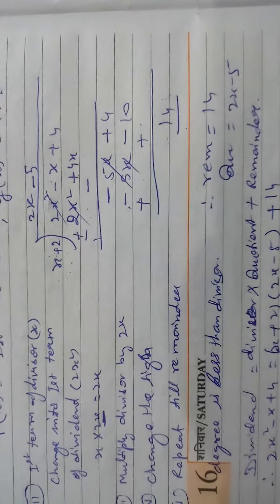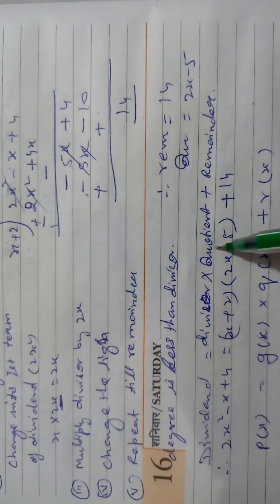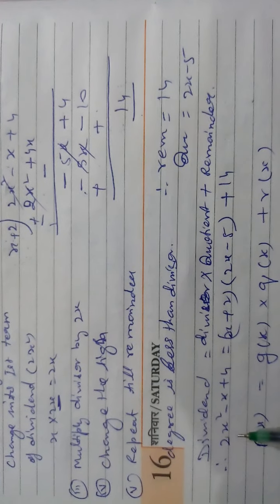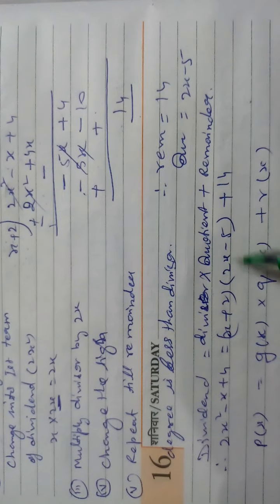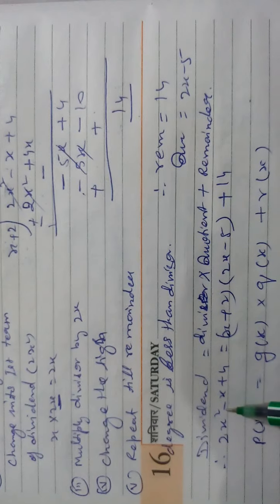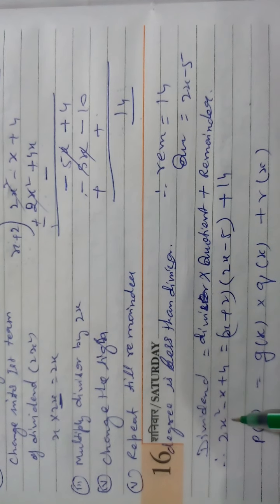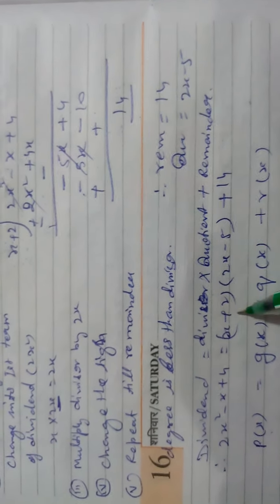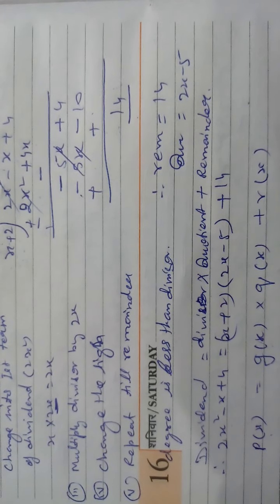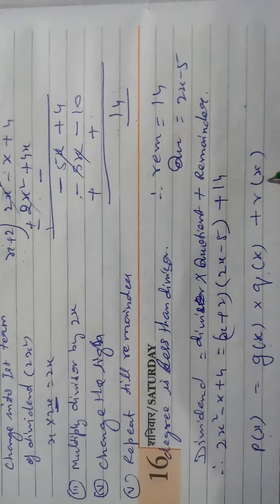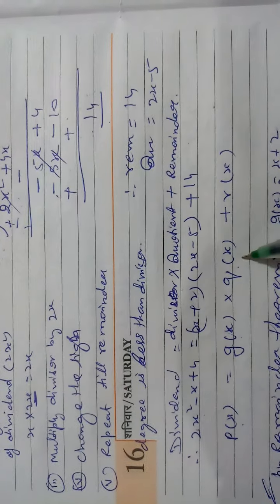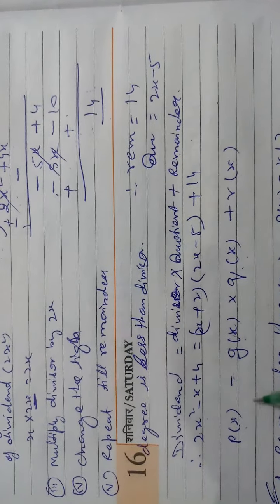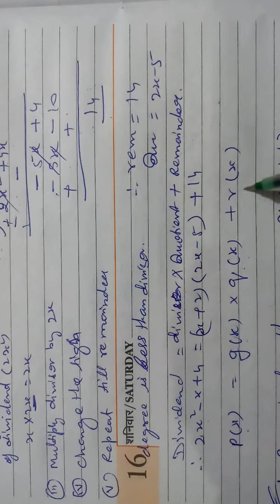Remainder is 14. By the previous arithmetic, dividend equals divisor into quotient plus remainder. When you multiply the brackets and add, you get this. If the dividend is represented by p(x), divisor is g(x), quotient is q(x) and remainder is r(x), then it is always satisfied: p(x) is equal to g(x) into q(x) plus r(x). Dividend equals divisor into quotient plus remainder.